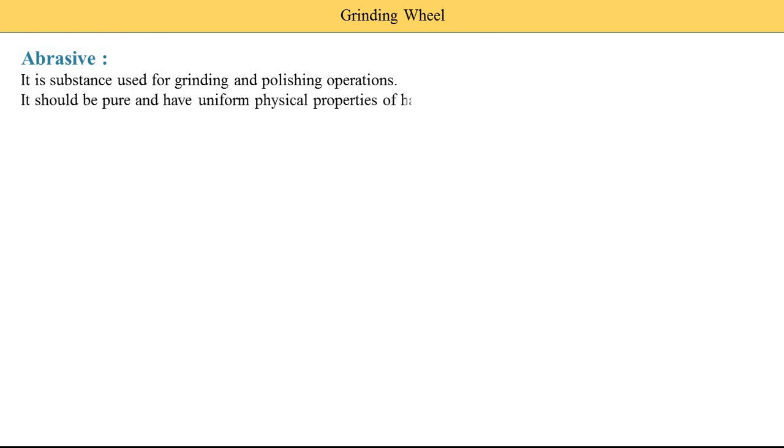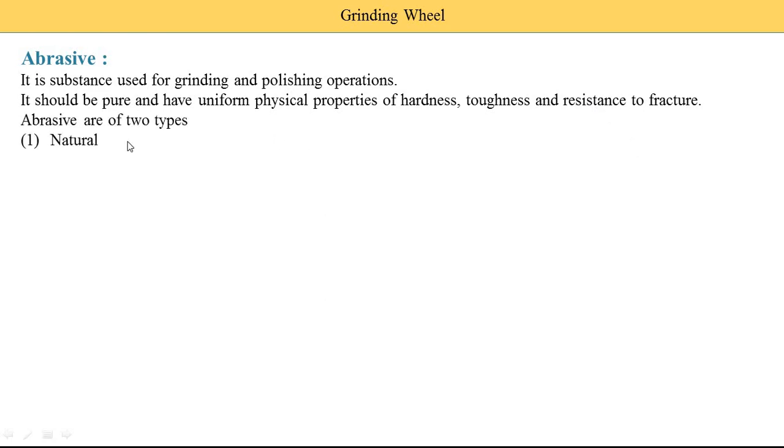So we understand these five points in detail. First we understand the abrasive. Now what is an abrasive? It is a substance used for grinding and polishing operations. By using this abrasive grain, we are able to remove some material from the workpiece. It should be pure and have uniform physical properties of hardness, toughness, and resistance to fractures. This means that there are a number of abrasive particles in grinding wheels, and all these abrasive particles have the same uniform properties. What are the properties required? Hardness, toughness and resistance to fractures.